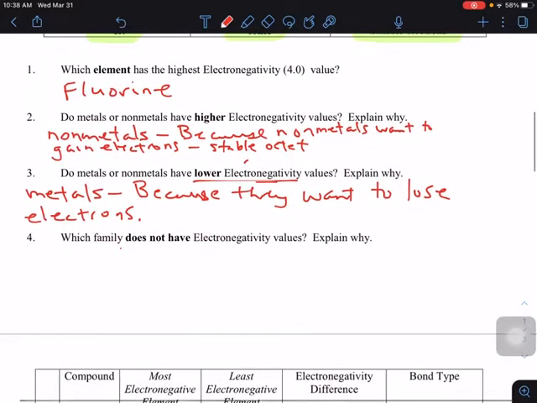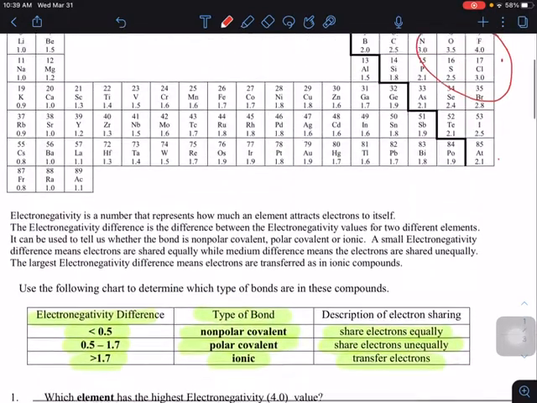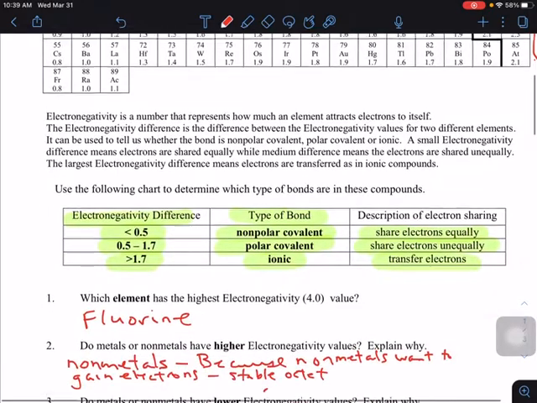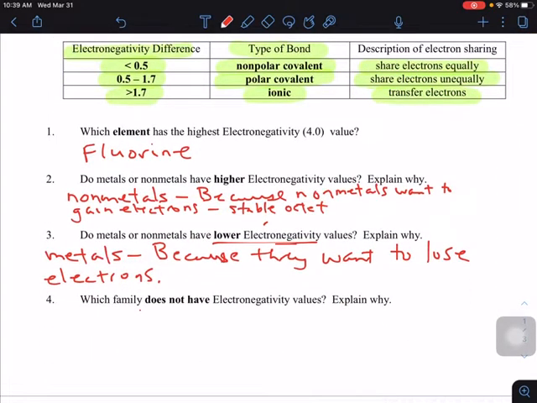Okay, and then which family does not have electronegativity values? I kind of was talking about that previously. The group 18 elements are not even on the list here. They're not even on this chart because the noble gases, group 18 or family 18, already have 8 valence electrons.